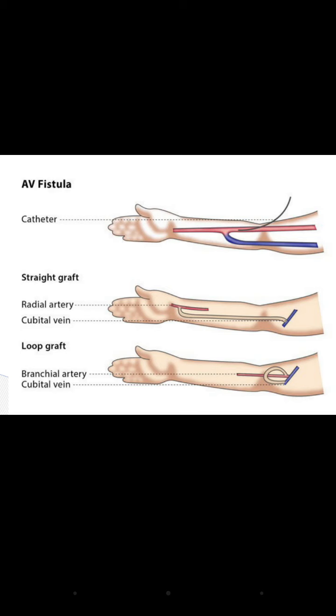So in this diagram you can see there are two grafts, straight graft and the loop graft. Between the radial artery and the cubital vein, an artificial vessel is used which is straight. So that's why it is called straight graft. But in the loop graft, the brachial artery and the cubital vein are joined by an artificial vessel, and this vessel is in the shape of a loop. That's why it is called loop graft.